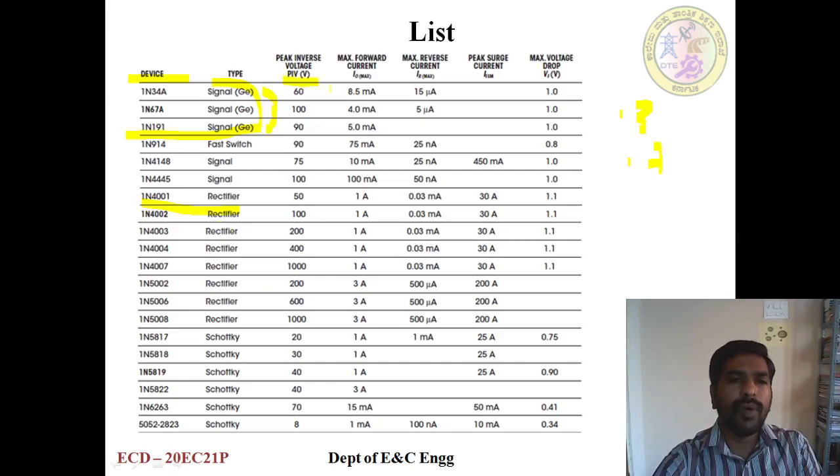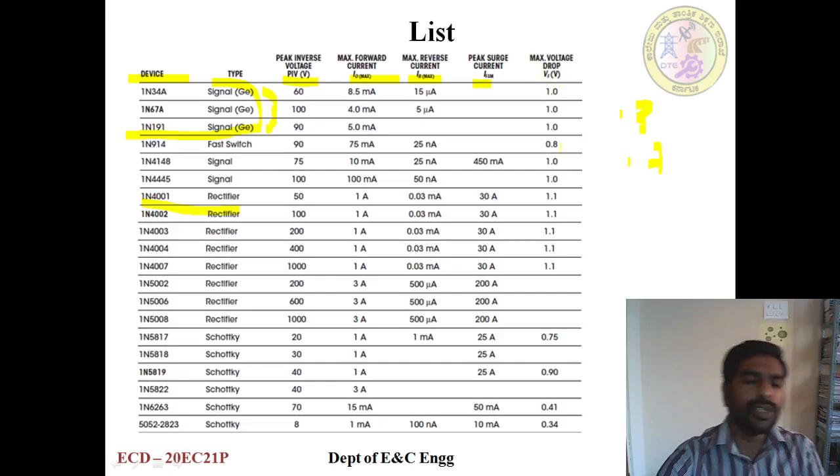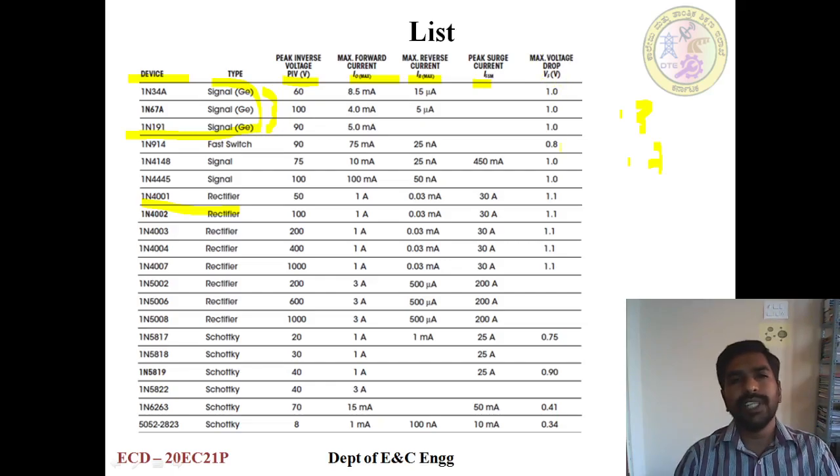This is also one important specification parameter, along with maximum current, maximum reverse current, peak surge current, and maximum voltage drop. So these are all the important specifications while selecting the diode. One has to see them, and as per the application decide.